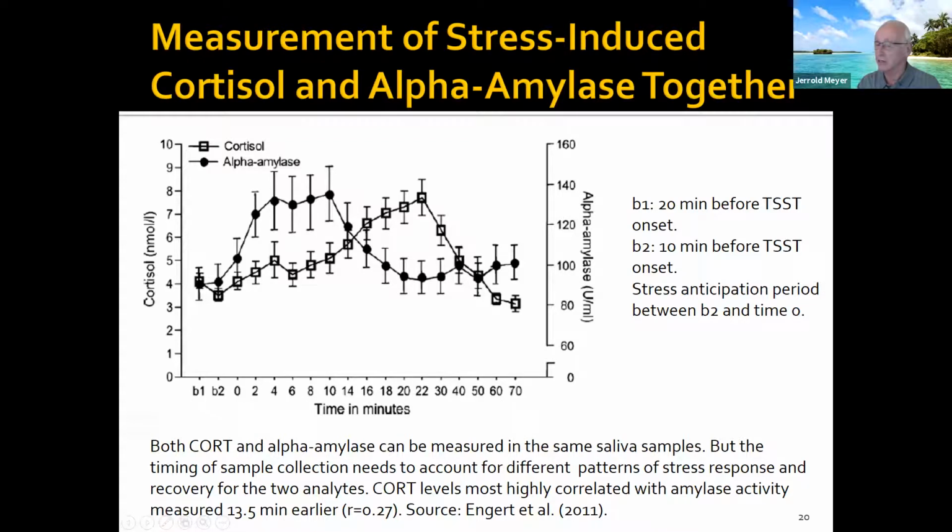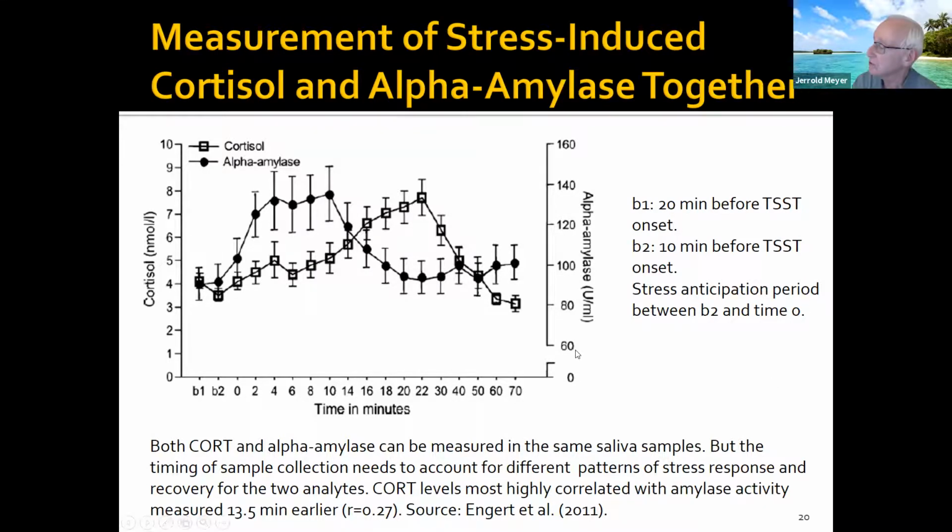I mentioned that you can get both cortisol and alpha amylase in the same saliva samples. The problem with doing that, though, is that the time course of the response is a little different between the two. And so you need to think about your times of saliva collection to give you the best possible ability to look at both.